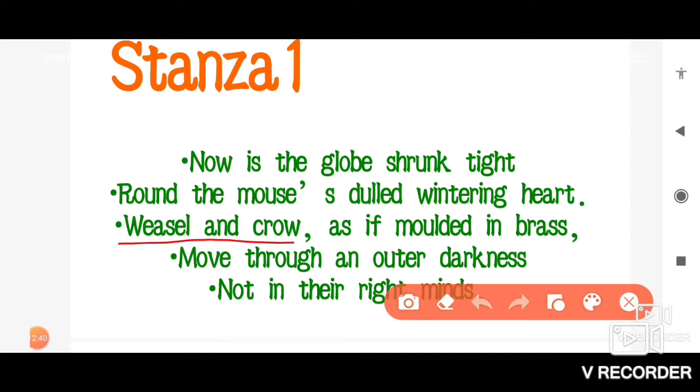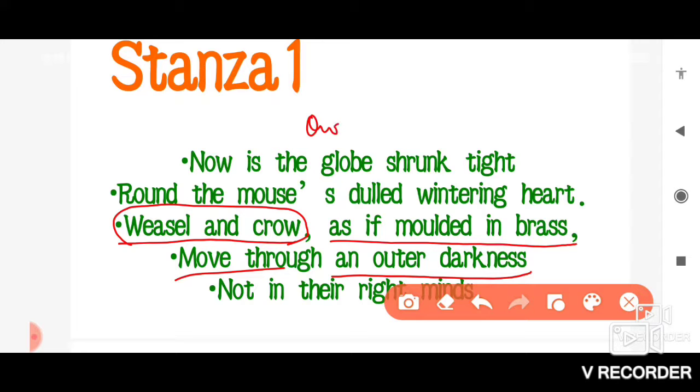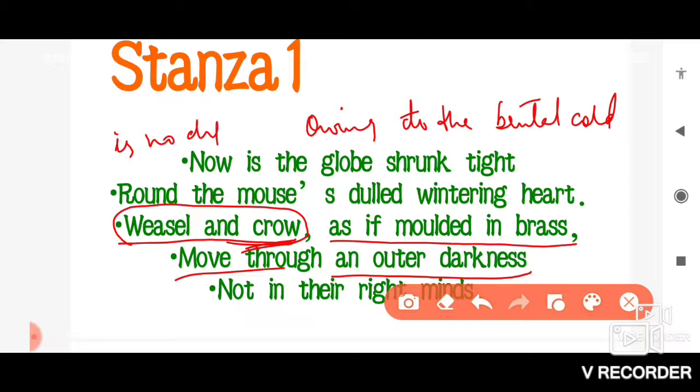And then weasel and crow, as if molded in brass, move through an outer darkness. So weasel and crow का जो journey होता है, the plight of weasel and crow is no different, owing to the brutal cold. तो इनकी भी जो journey होती है, that is no different from the mouse.